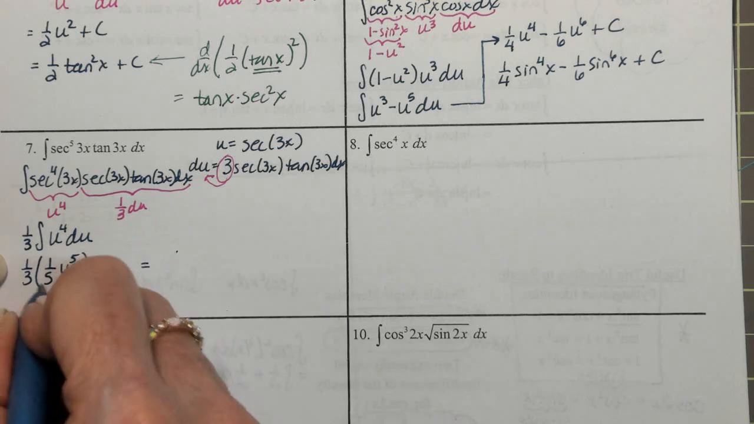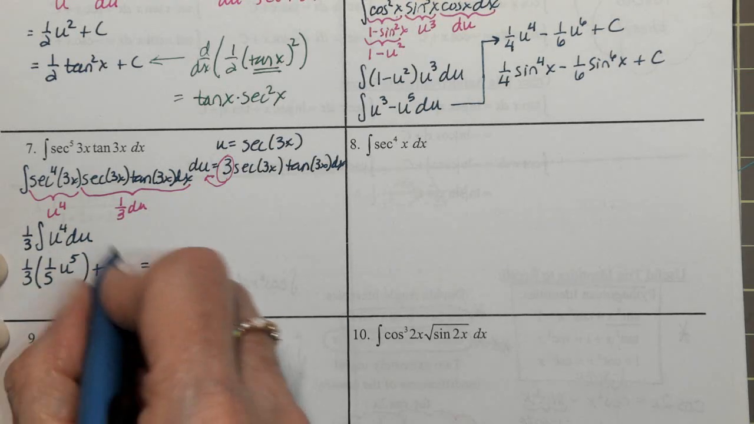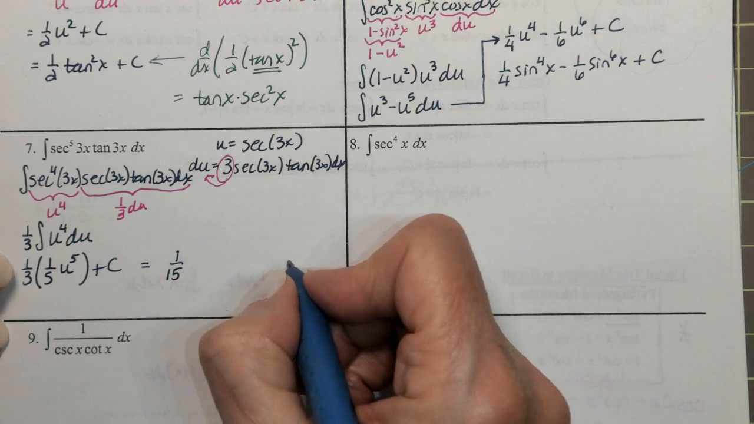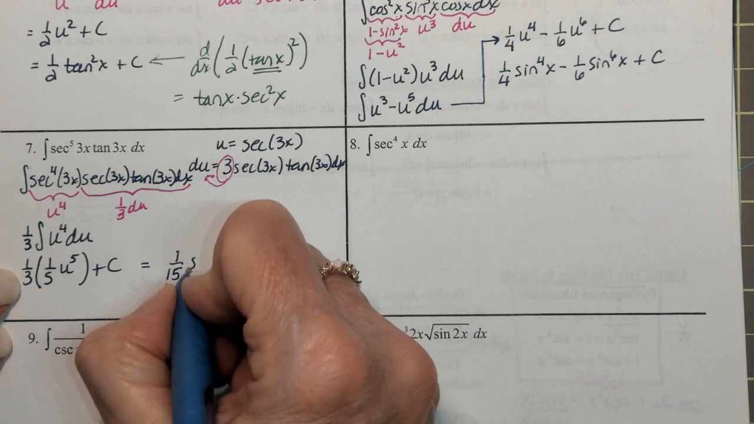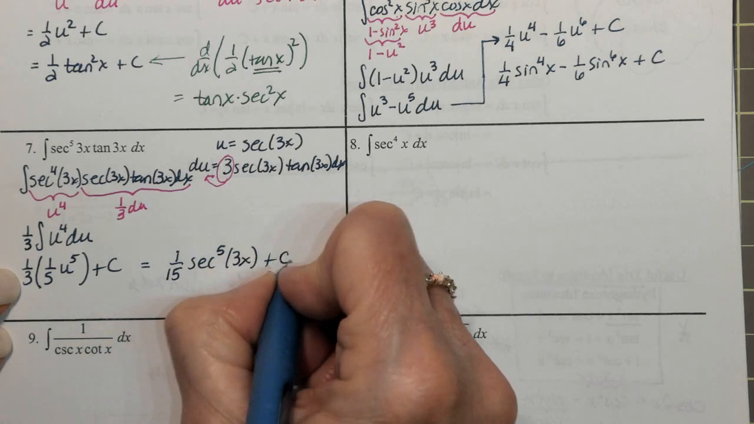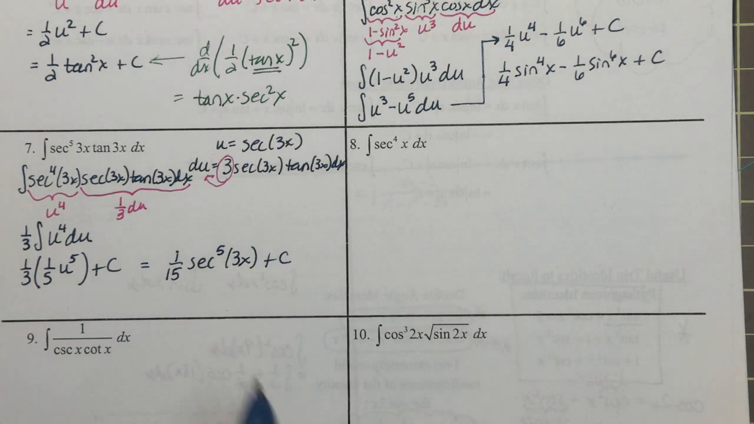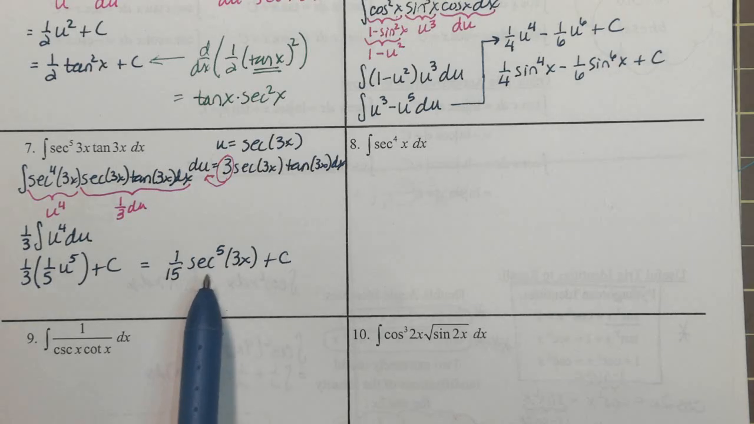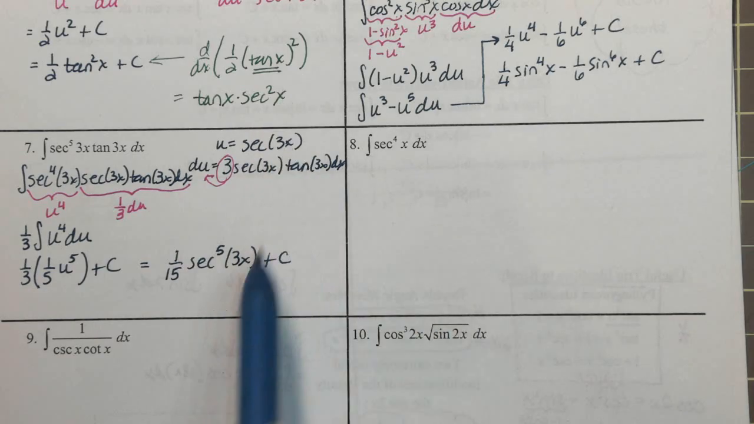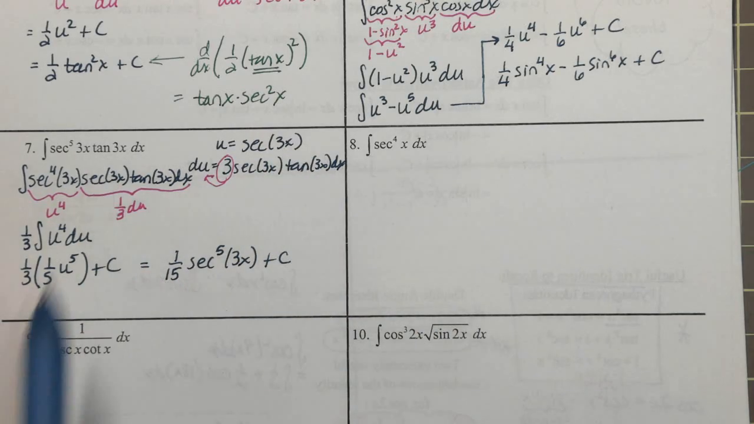As a multiple choice answer, that would be a safe stop spot. That's our first safe stop spot. As a multiple choice answer, they would have 1/15 secant to the 5th of 3x plus c. And again, you guys, if we took the derivative of this, we would be using the chain rule like we did up here. We would get that. Okay? All right, number 8.